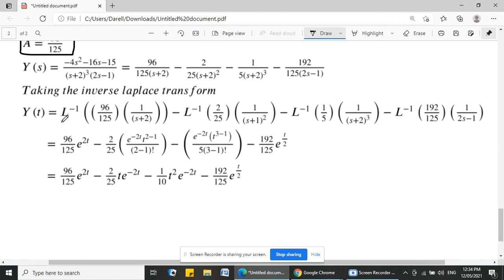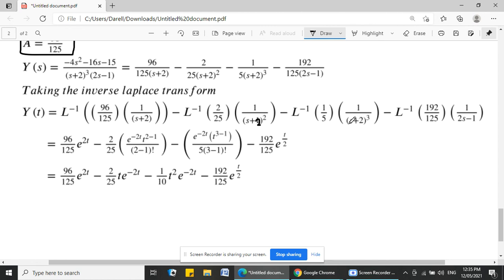So, we all know in the table of inverse Laplace transform that 1 over s minus 2 is equals to e to the power of 2t. So, 96 over 125 e to the power of negative 2t, minus 2 over 25. Based on the table in the inverse Laplace transform, this is the formula: e negative 2t, t to the 2 minus 1 over 2 minus 1 factorial.